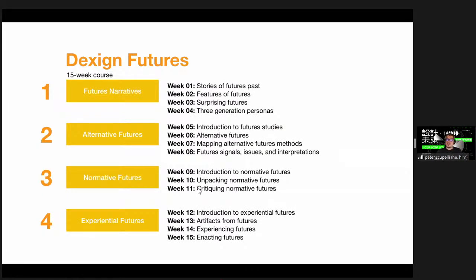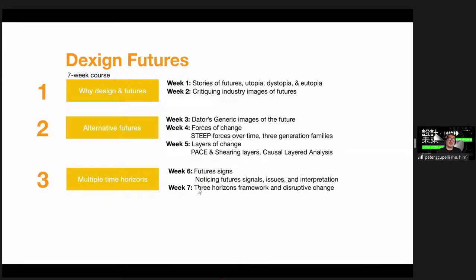So this is just an overview of how the weeks are taught for the Design Futures 15-week course. But today I'll focus on the 7-week course. And just to give you an example of one of the case studies that the students do, I'll talk about a sustainable city called Masdar, which is in Abu Dhabi in the United Arab Emirates.